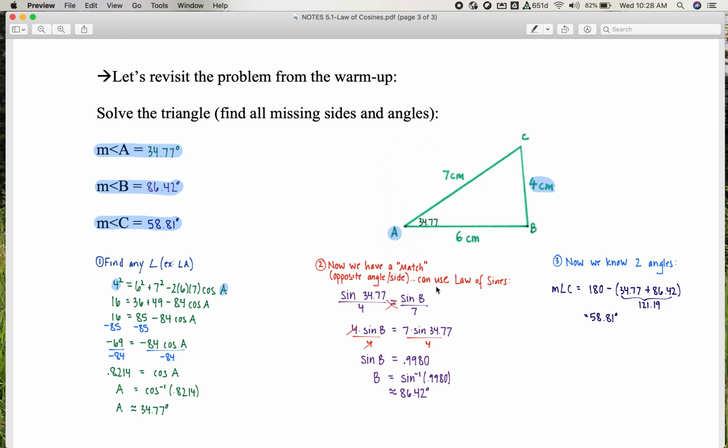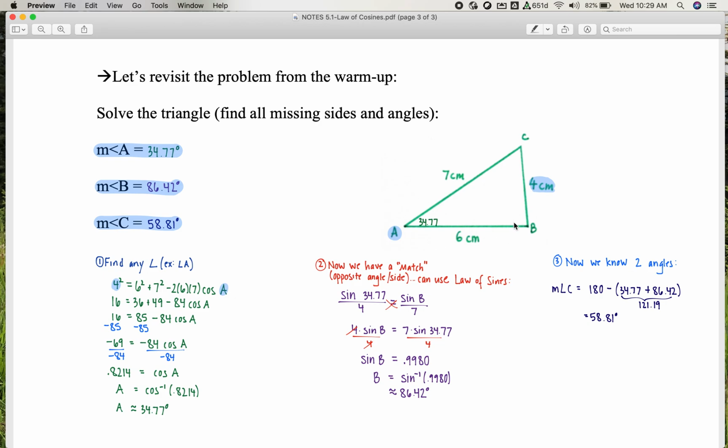Now I have this proportion, which I can solve by cross multiplying. And then just use your undoing moves from there. Divide by 4. I will need inverse sine in this problem to get myself back to B. And I now have a second angle in this problem. I now know that B is 86.42.